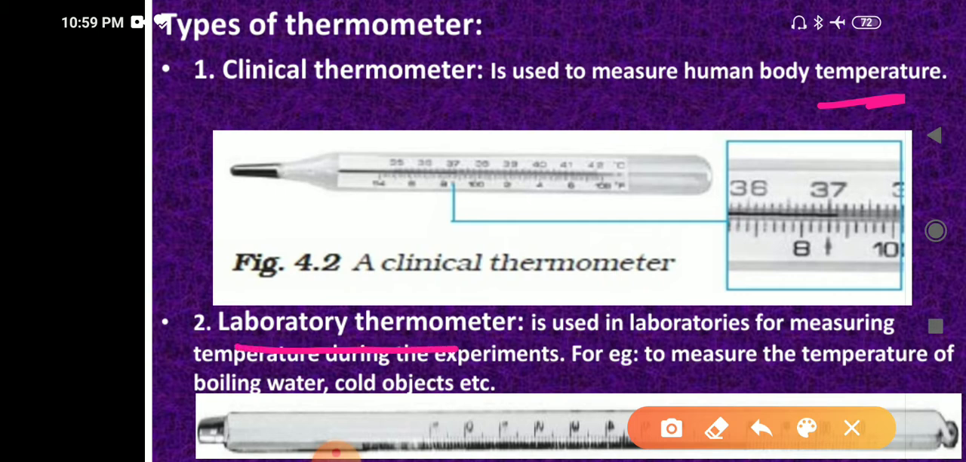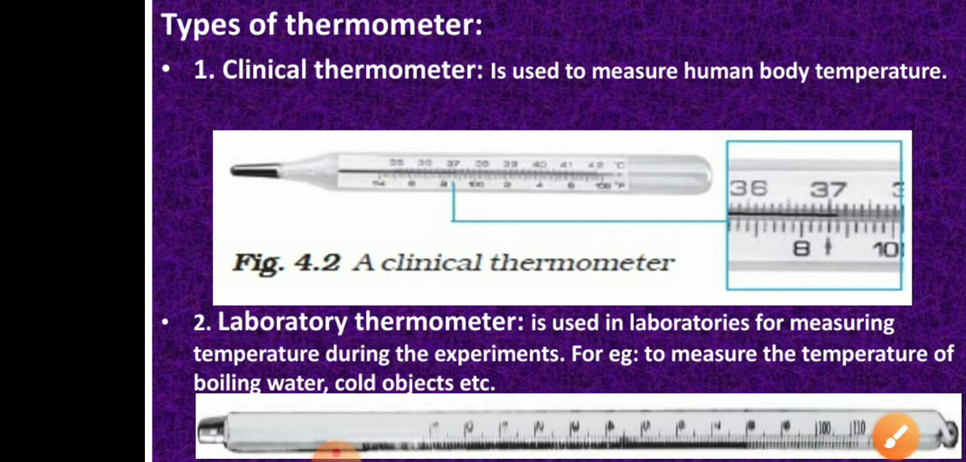A laboratory thermometer is used in the laboratories. It is used in the labs for measuring the temperature during the experiments. For example, suppose we want to measure the temperature of boiling water, then what is the temperature of that water? And suppose we are doing any other reaction or experiment, then what is the temperature of that particular experiment? At which temperature that reaction is taking place, we can measure all these temperatures by using the laboratory thermometer.